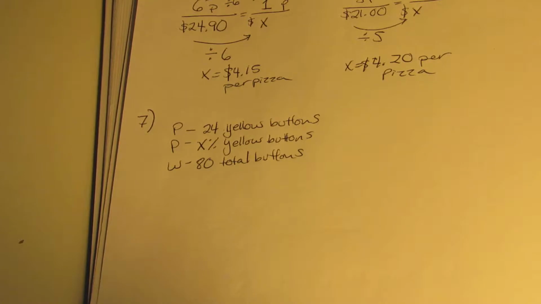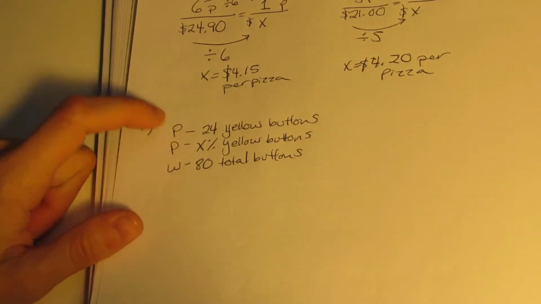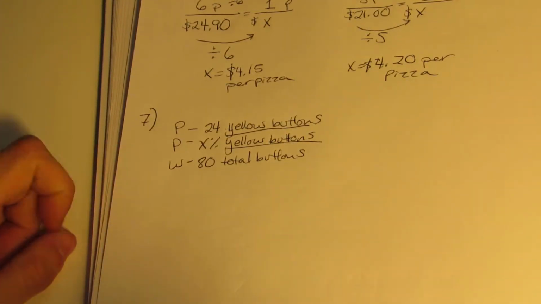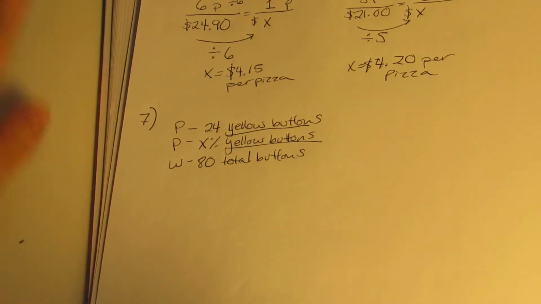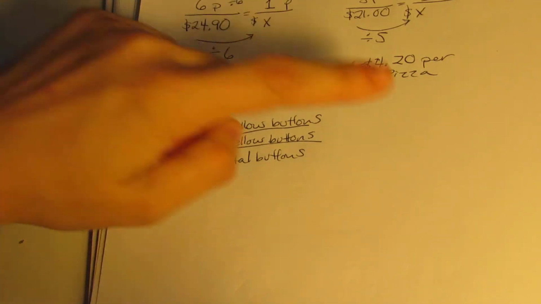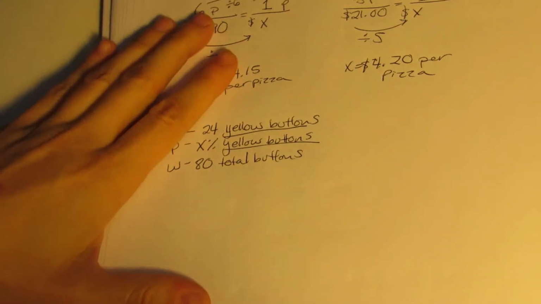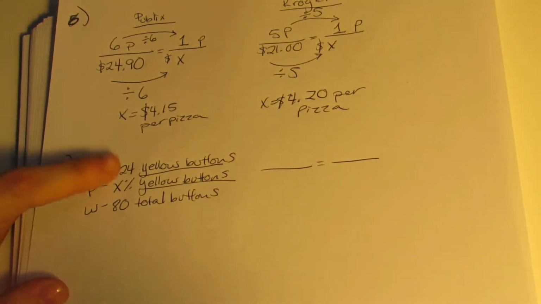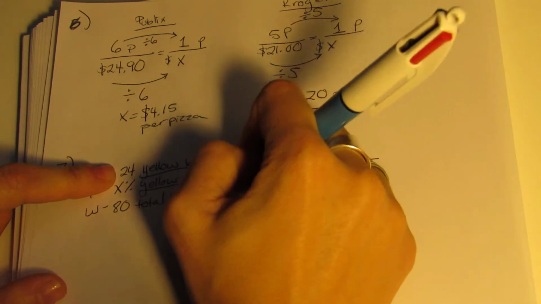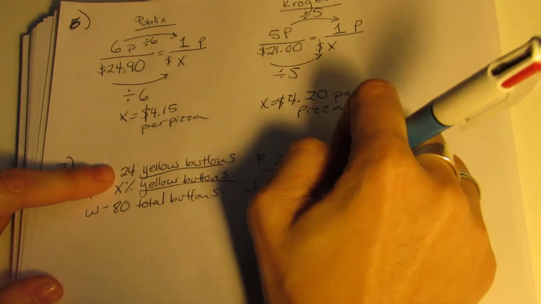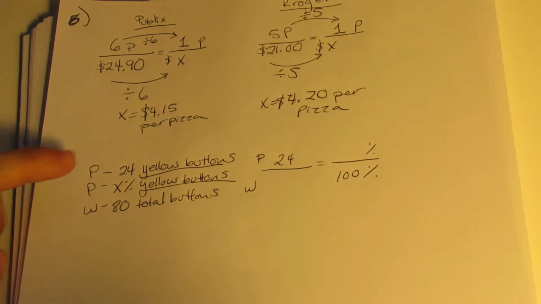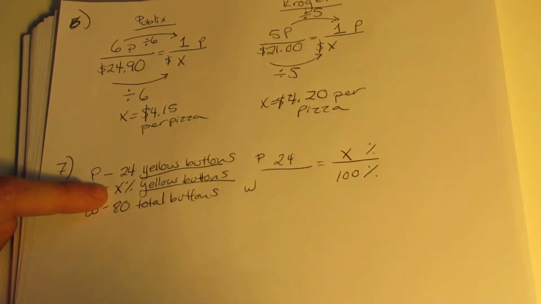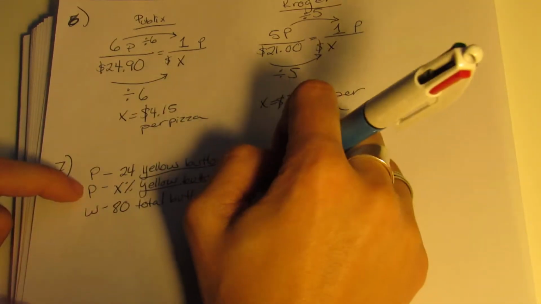Now, I told you, you may need to create information. But let's look if we need to create information. If you look at your two P's, if they match, meaning it says yellow buttons and yellow buttons, you don't need to create another part. These match, so I can go ahead and set up my proportions since they're telling me the same thing. My 24 goes for my part. I know that a % is always out of 100%. I know I'm looking for the % because that's what I'm trying to solve for. So X goes up there. And then it also gives me my whole of 80.